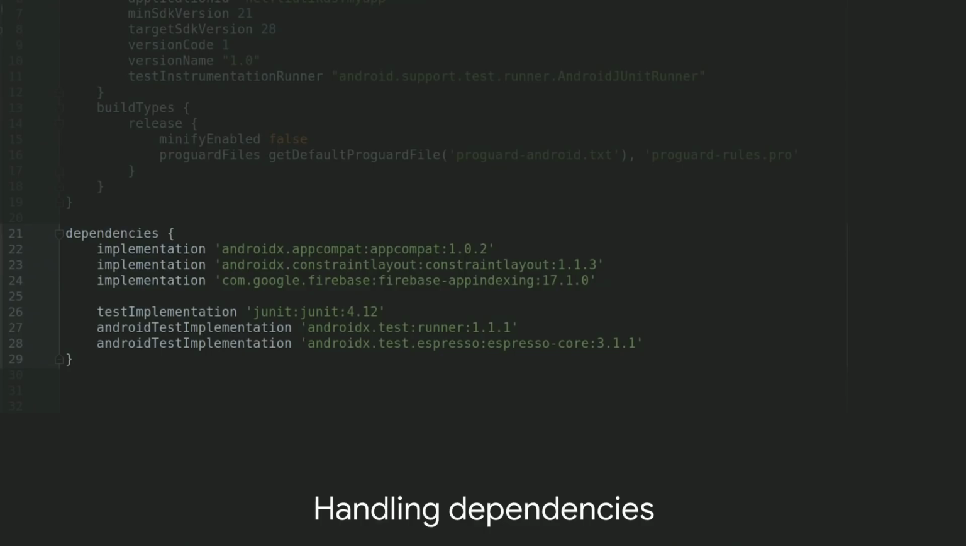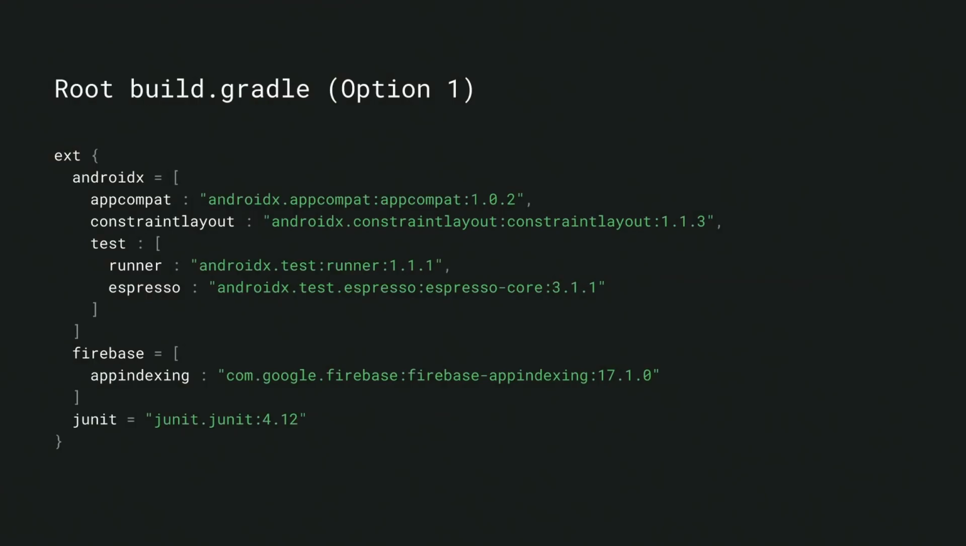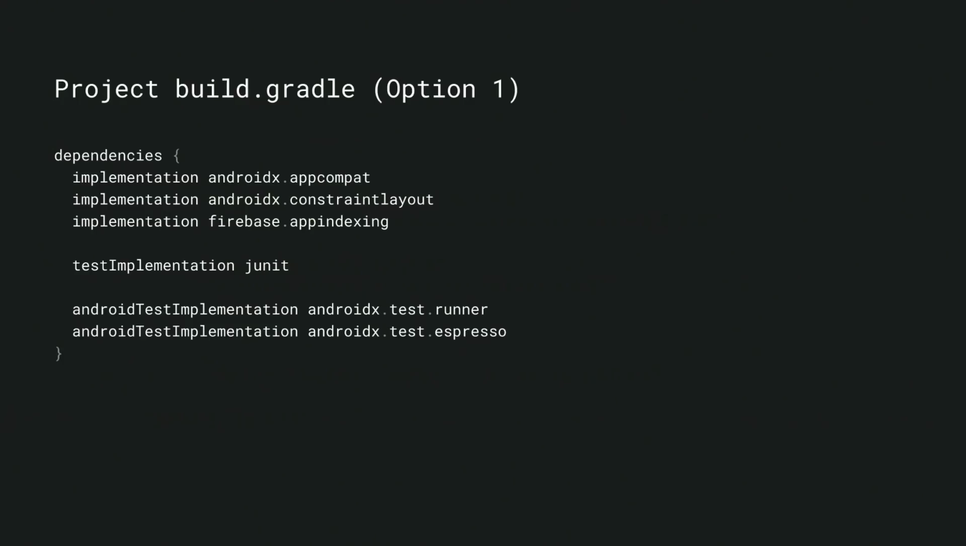So one option to get around that is to use Gradle's extra stash. It allows you to put strings on this object, and then you set it up in your root build.gradle file. Then to utilize them, you can put it in each project's build.gradle file and then use it there. This solves the centralization problem and makes it really easy to update. So instead of having to touch hundreds of files, you touch it in one place, and now you have an updated version throughout your project.